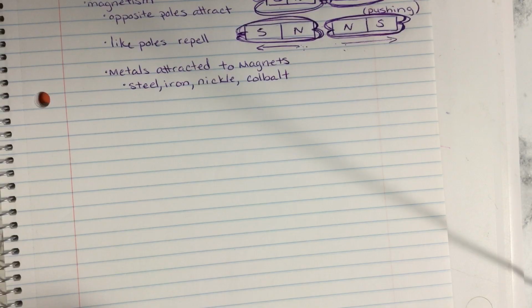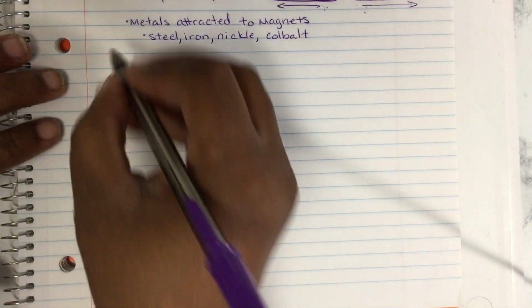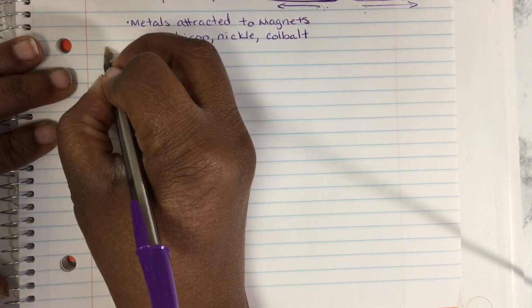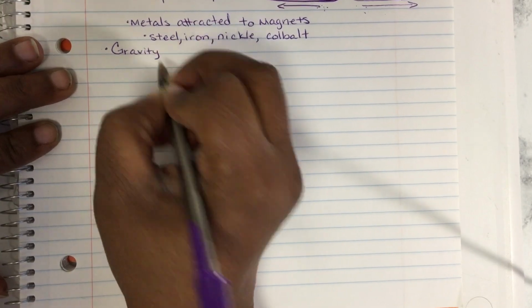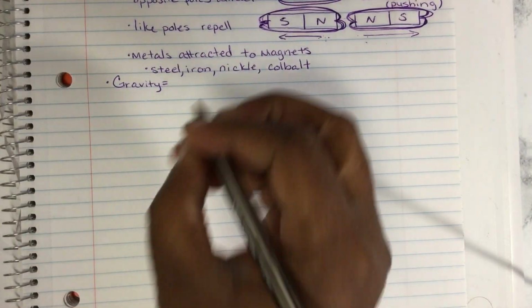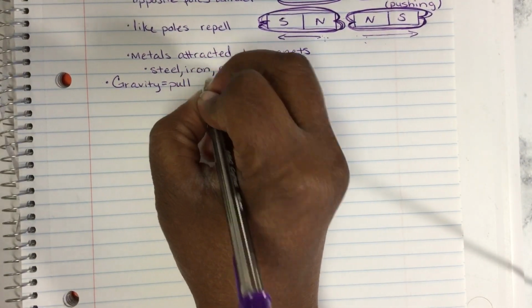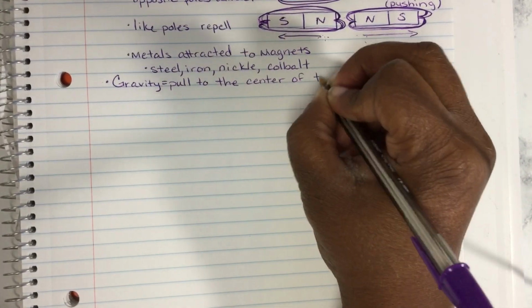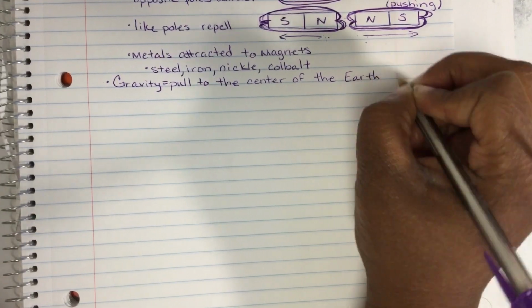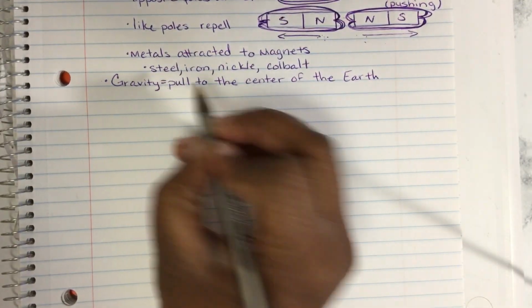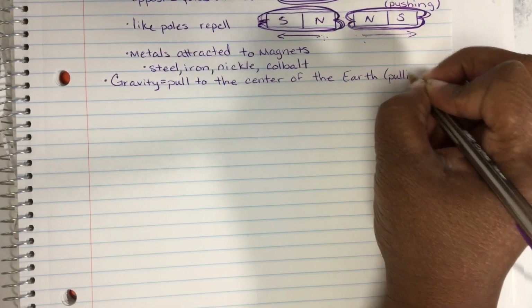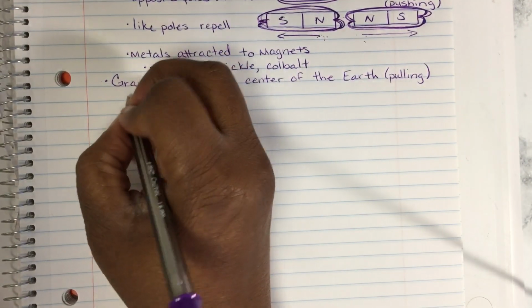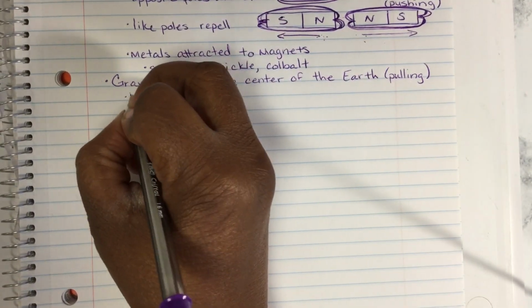The next type of force that we are going to talk about is gravity. And gravity is the pull to the center of the earth. We already told you this is pulling. So gravity does a lot for us. This is what keeps the moon in place.